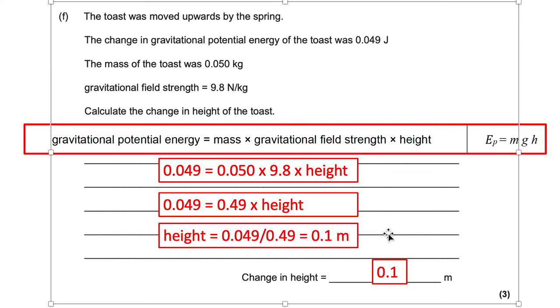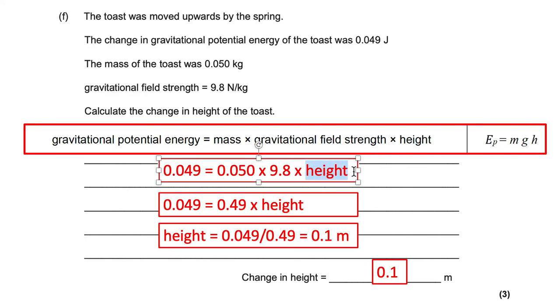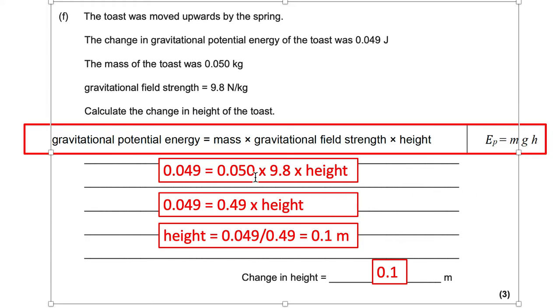Now, if I'm not super confident with rearranging equations, I don't find that easy, there's a couple of ways I can check. The thing I would do that always works is go back and put that 0.1 in here. So I type into my calculator 0.050 times 9.8 times 0.1 and check I get 0.049. If I don't, I've rearranged it wrong. If I do, I know I've rearranged it correctly.